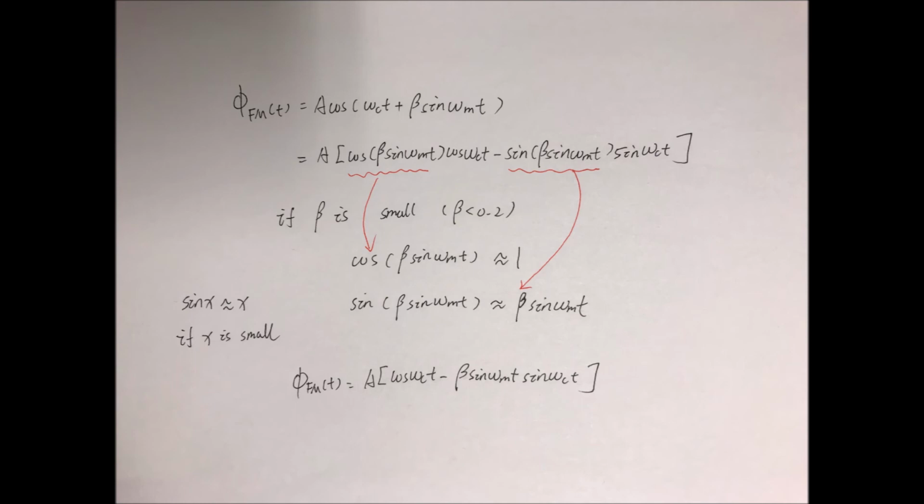Now we substitute this back into my original signal. So my FM modulated signal is A cosine theta t. The following procedure is not required. Just try to follow me.